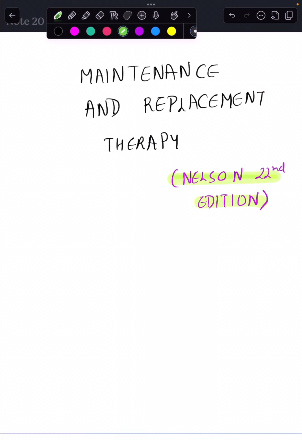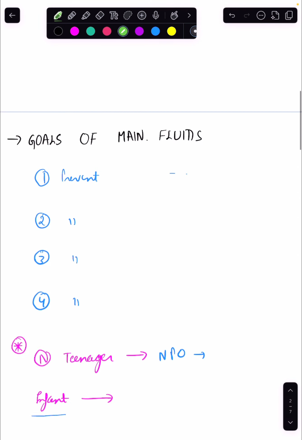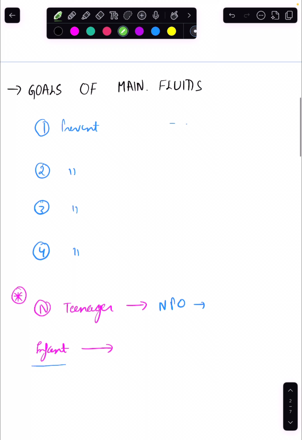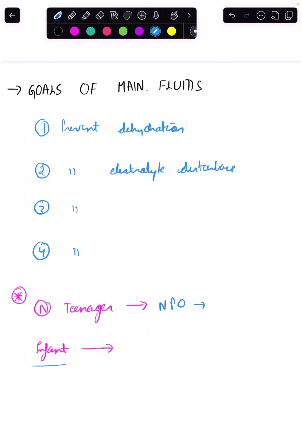Now, today we are going to cover the topic maintenance and replacement therapy in pediatrics based on Nelson 22nd edition. What are the goals of maintenance fluid in pediatrics? The first most important goal is to prevent dehydration. Second goal is to prevent any electrolyte disturbance. Third is to prevent ketoacidosis, which will occur in cases of starvation. And fourth is to prevent protein degradation.